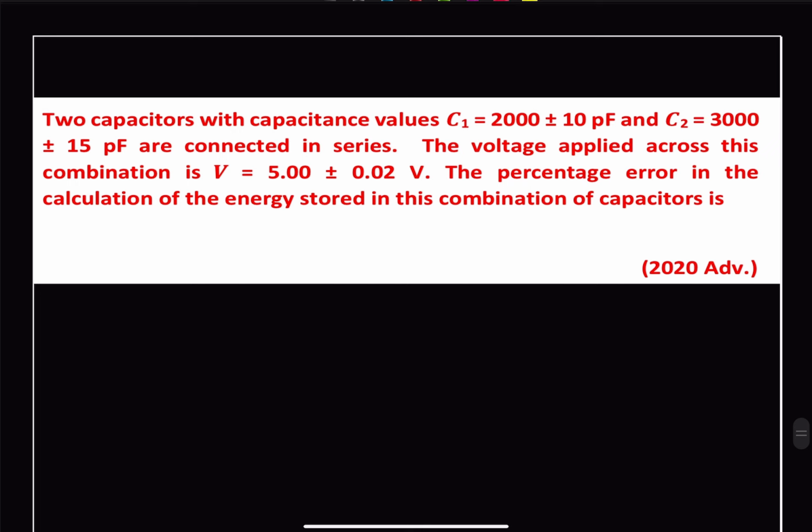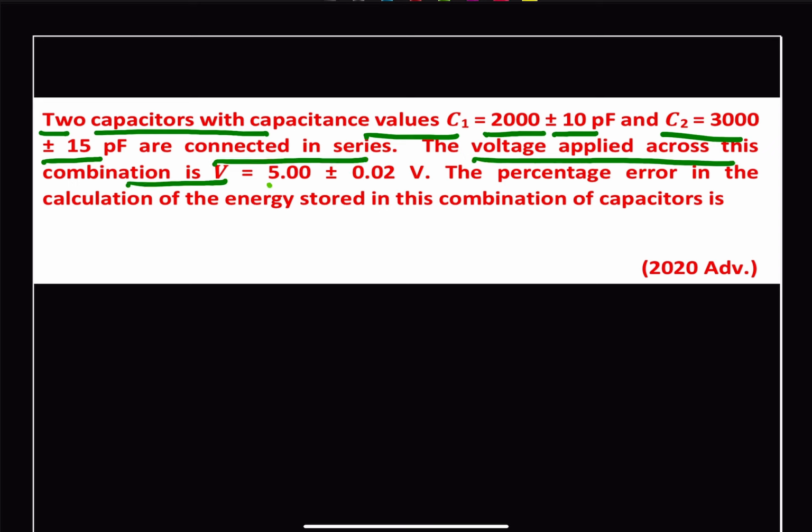We are given two capacitors with capacitance value C1 is equal to 2000 plus minus 10 picofarad, C2 3000 plus minus 15 picofarad are connected in series. The voltage applied across this combination is V 5 plus minus 0.02 volt. The percentage error in the calculation of the energy stored in this combination of the capacitor is. So we are given that the capacitors are in series and we have to find out the percentage error. So first of all, we are going to find out the equivalent capacitance in the series.